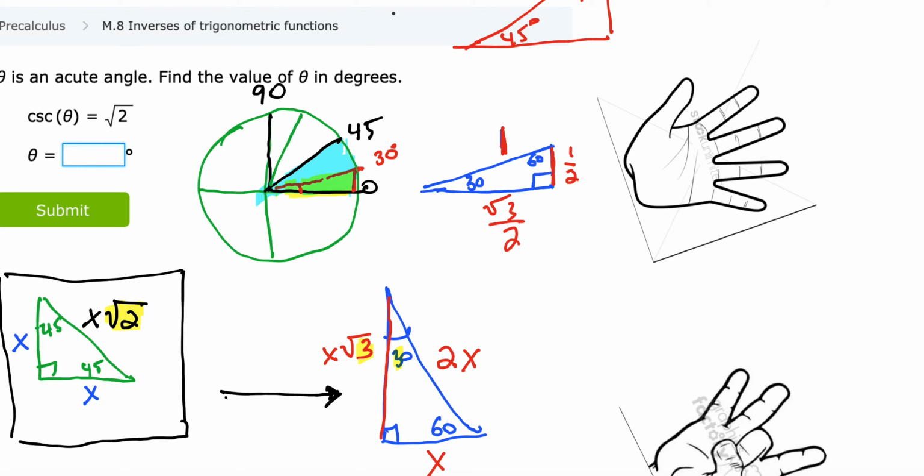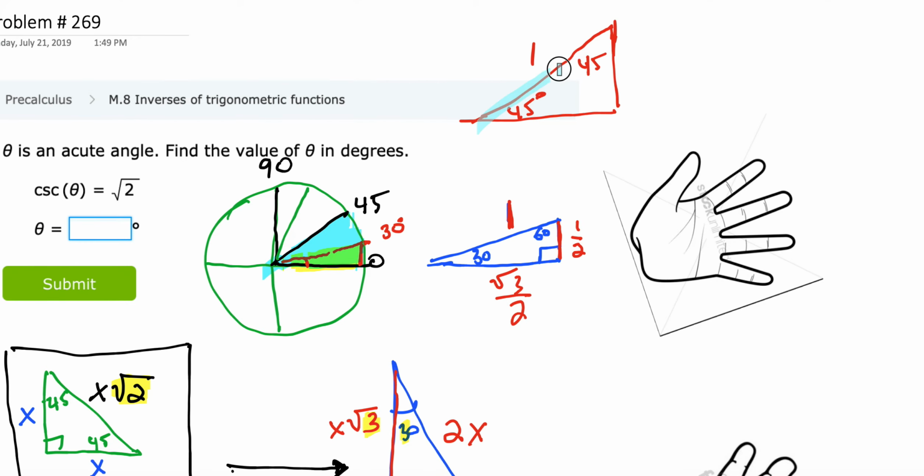So let's go over here and let's say that is 1. What's this over here? 1 over root 2. And then you rationalize it, so times root 2 over root 2. That would be root 2 over 2. Yep, root 2 over 2. And what's this one over here? 1.